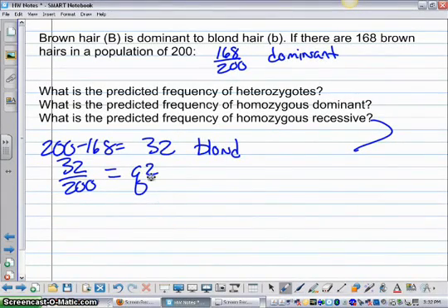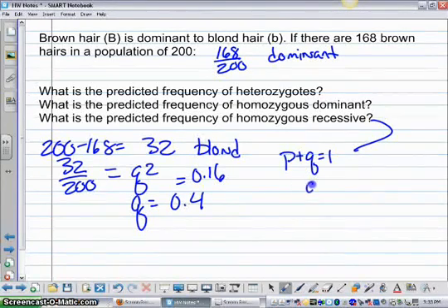So that is going to give you 32 divided by 200. I have to type that into the calculator. 32 divided by 200 is 0.16. Okay, and then my q value there is going to be 0.4, because the square root of 0.16 is 0.4. And then remember, p + q = 1. So if q equals 0.4, then p has to be 0.6.